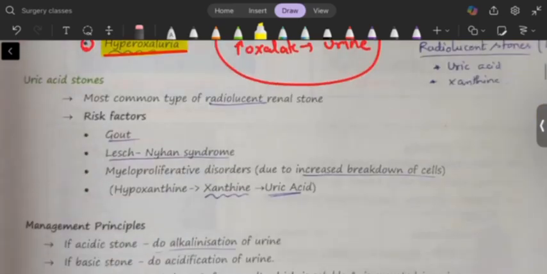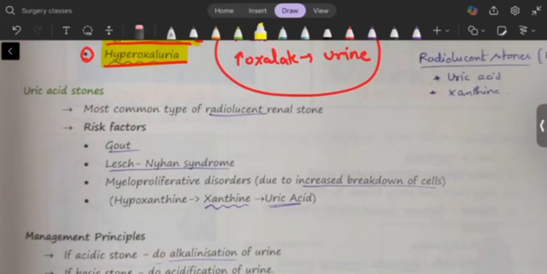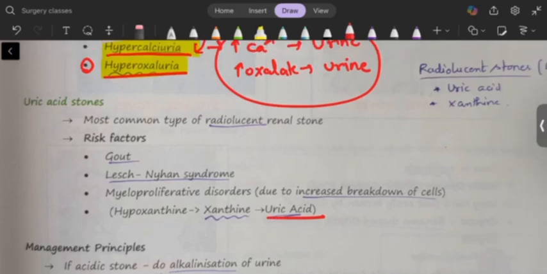Again, the next stone is uric acid stones. What should be there? Increased uric acid should be there in the urine. For that we need to know biochemistry, from where the uric acid is produced. Just like we know gout, it is a condition where there is increased uric acid accumulation in joints, wherever possible in the body.